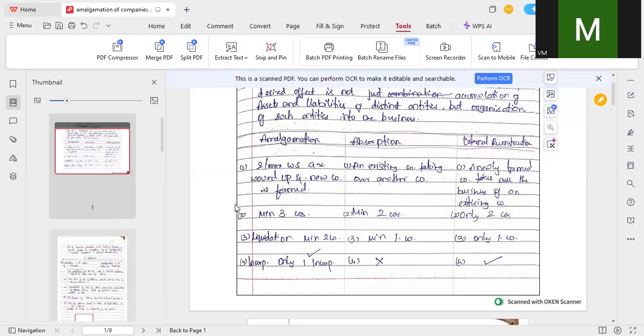Next point is companies involved. In amalgamation, minimum three companies are involved; it can be two also, but in most cases three companies are involved. In case of absorption, minimum two companies, where one company takes over another company. In external reconstruction, only two companies are involved. The third point is liquidation. In amalgamation, as I told you in the first instance, two companies will liquidate, will wind up to form a new company, right? In absorption, only one company is being wound up.